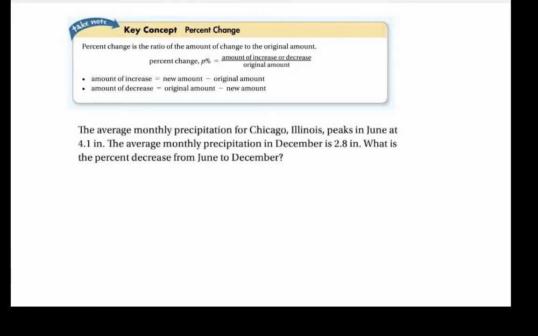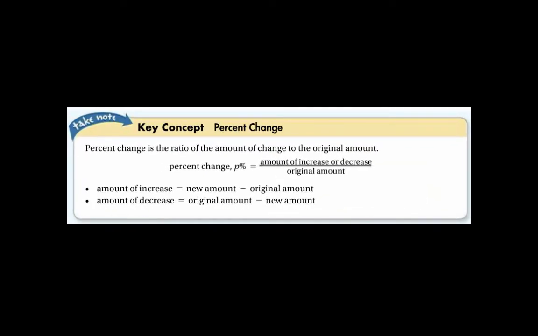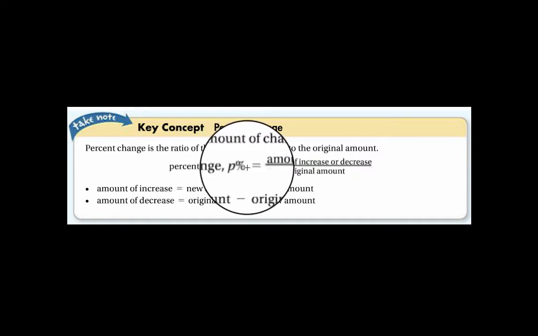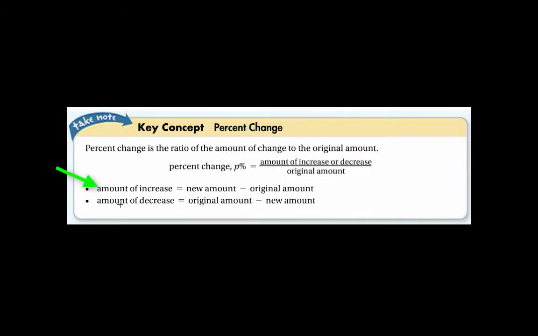One application of percentages is to discuss percent change. How much is an amount changing in terms of a percentage? The percent change is the ratio of the amount of change to the original amount. So as a formula, we have percent change, call that p percent, equals amount of increase or decrease over the original amount. Amount of increase is the new amount minus the original amount. The amount of decrease equals the original amount minus the new amount.